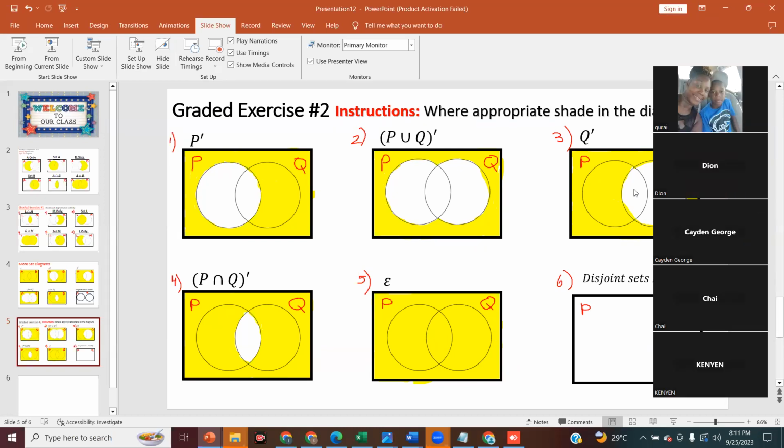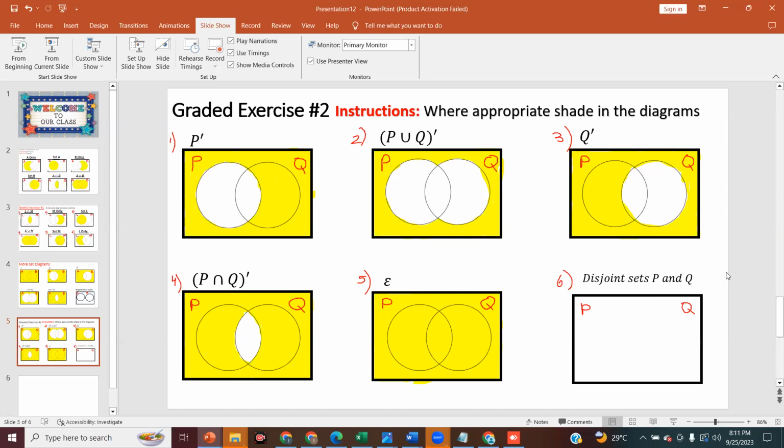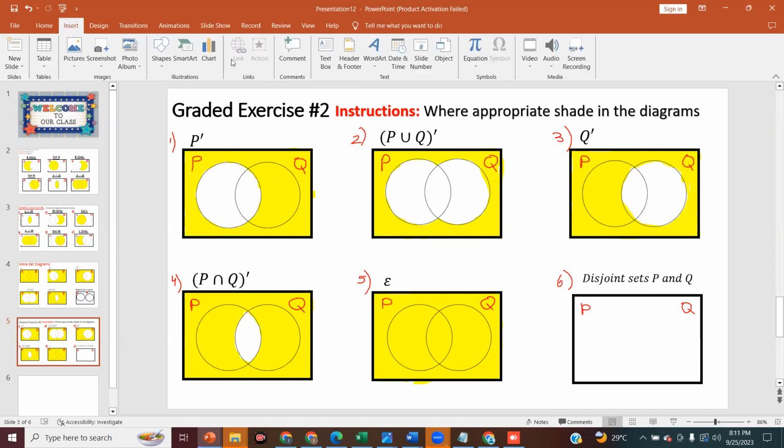Please make sure that your, Latika, where's Latika? Your camera is on. It was on, yes. I just turned it off.